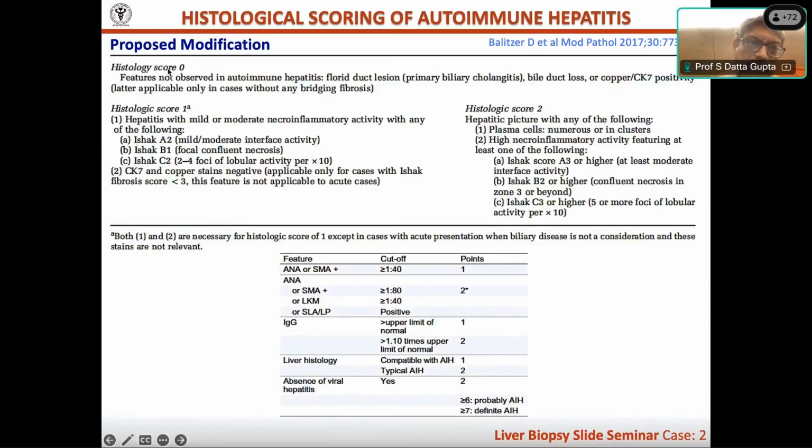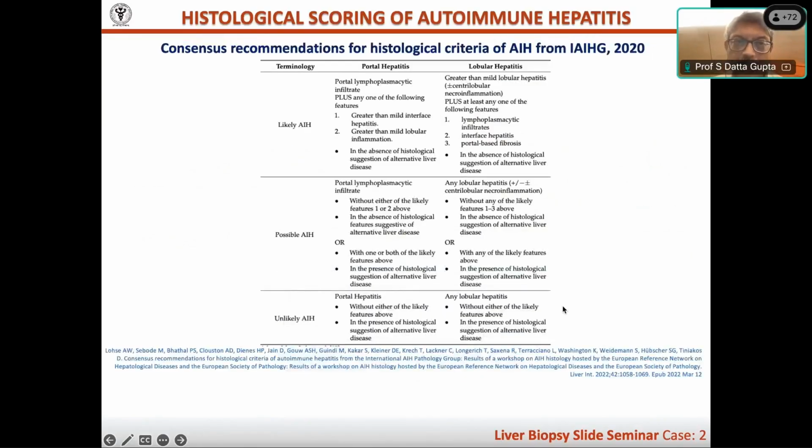For example, you can score 0 or score 1 when there's hepatitis with mild or moderate necroinflammatory activity, with interface hepatitis, some confluent necrosis, lobular necrosis, and 2 when there are numerous plasma cells, a lot of necroinflammation, and so on and so forth. So this is done.